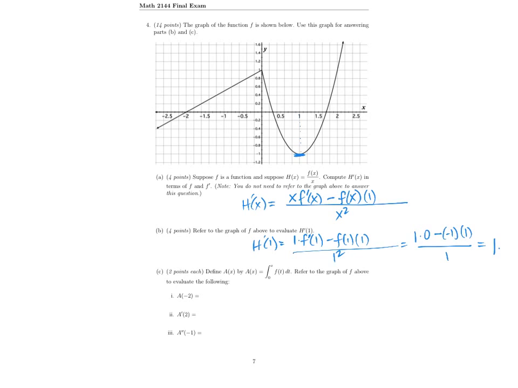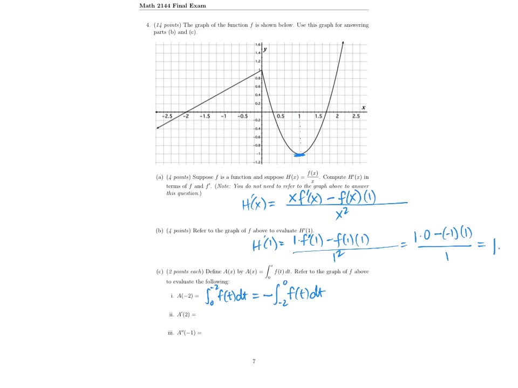So a of negative 2 is going to be the integral from 0 to negative 2 of f of t dt. Okay, and so if I look at the function here, it's kind of flipped around, so I'll do negative of the integral from negative 2 to 0, f of t dt.